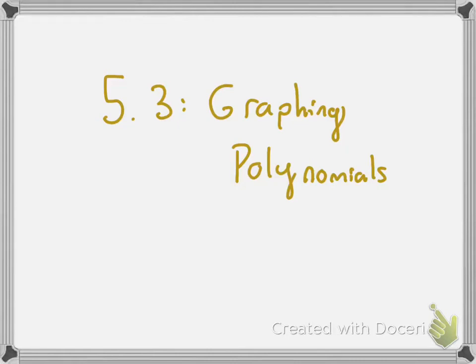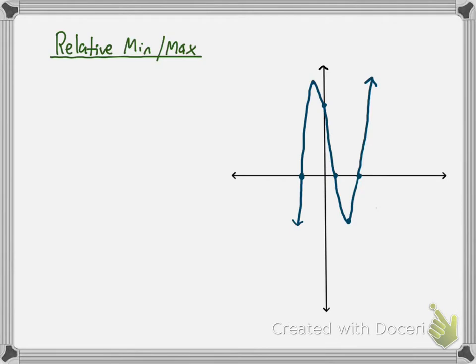In section 5.3, we're going to go through graphing polynomials. In this section, we're mainly going to focus on cubics, and as you've seen before, cubic functions kind of look like a squiggly line like this. And some new vocab that we're going to learn here is a relative maximum or minimum.